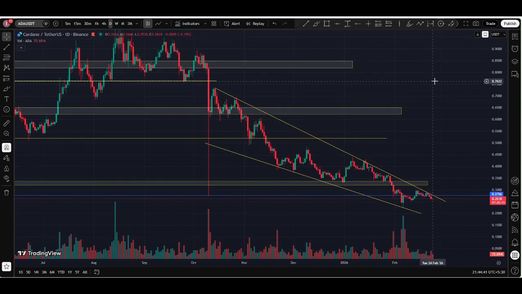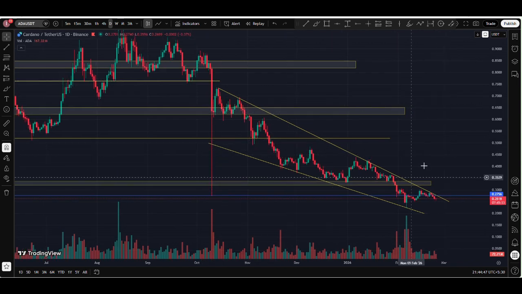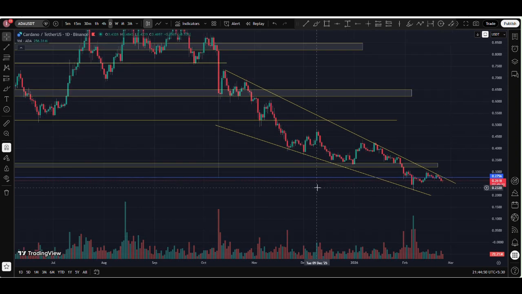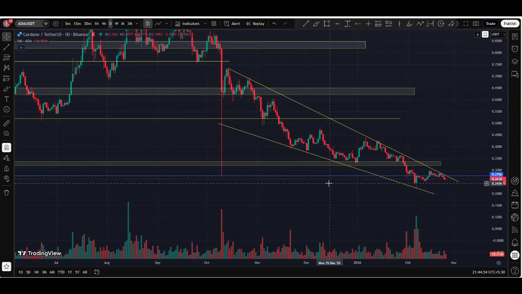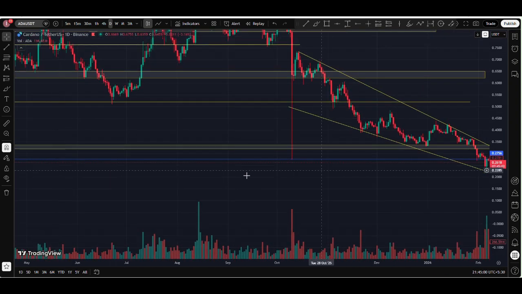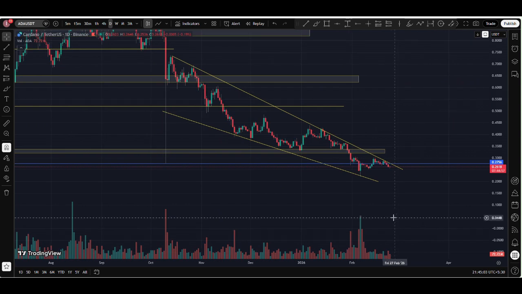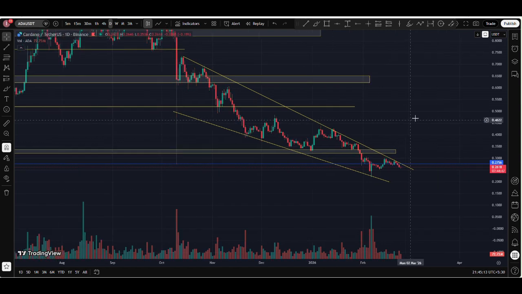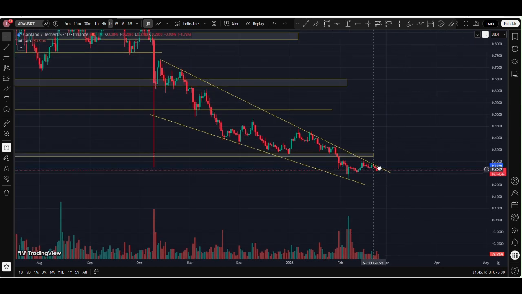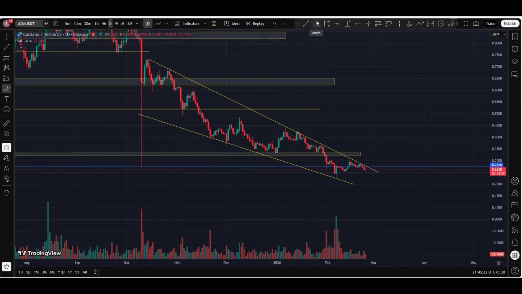So I'm in the ADA USDT chart. That is a down sloping wedge pattern. So the market is on the support area. So you can see that is not a bull flag. So if we break this upper trend line, we can get the trade.